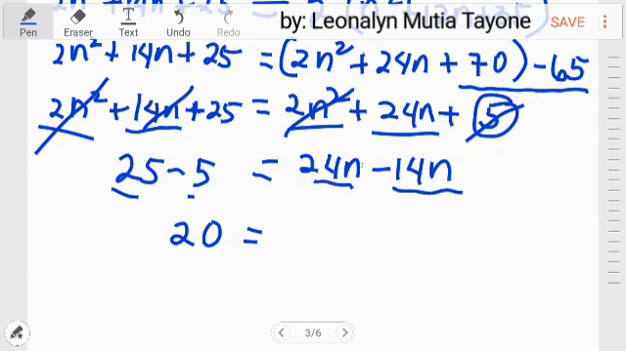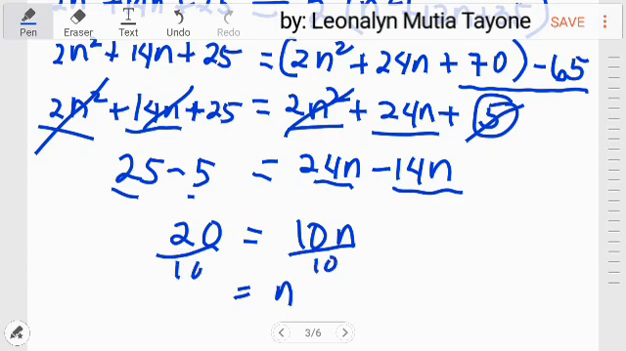24n minus 14n, and that is 10n. Next, para ma-isolate si n dito, mag-divide tayo ng 10 to both sides, or since si 10 dito, pang multiply kay n, pang divide naman siya sa 20.